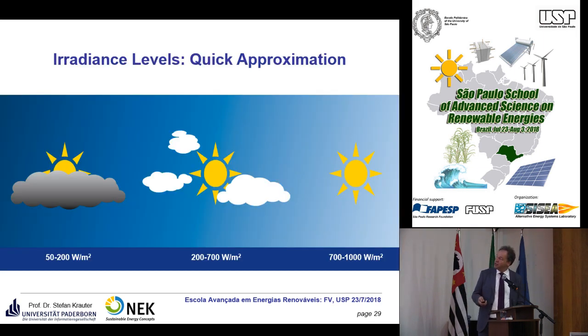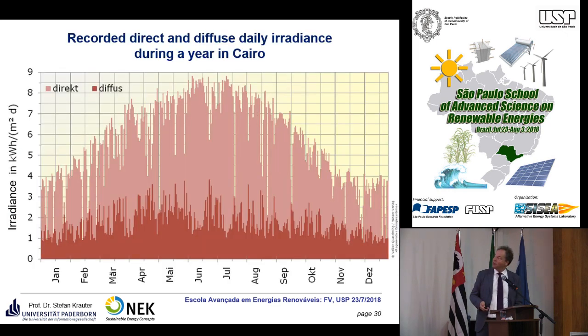So this is just a first estimate. If you see a heavy cloud, the irradiance is about 50 to 200 watts per square meter. If you have 200 to 700, maybe we have some clouds. If you have clear sky, it's mostly between 700 and 1,000 watts per square meter. So without even looking at the sky, you can quickly guess. Actually, we do it more accurately. We have a pyranometer to measure that. I come to this a bit later. Also, I think tomorrow Mr. Sillis will show you pyranometers and measuring stations and so on.